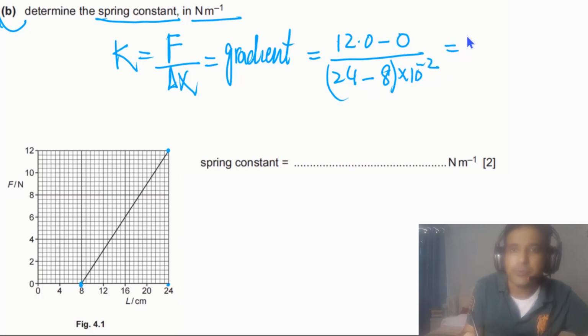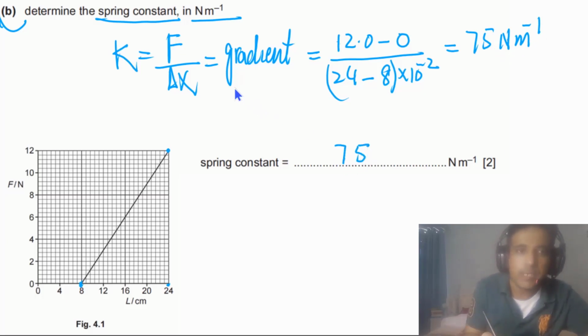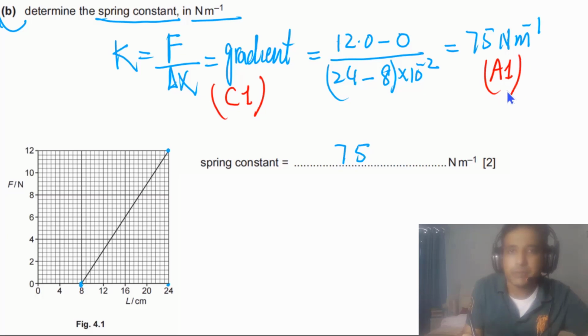And now if we solve this one, our final answer up to 2 SF has to be equal to 75 newtons per meter. So this one is the final answer. And this question has 2 marks. The first mark you will get if you have written this one, so this one will be 1 C mark, and the second mark should be the answer mark.